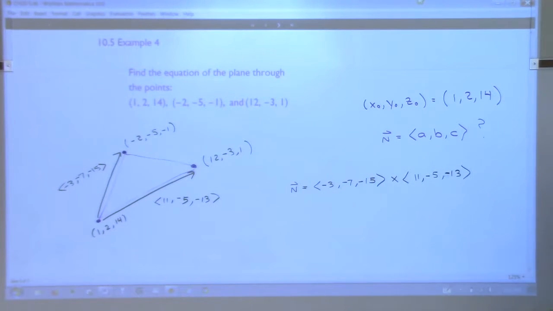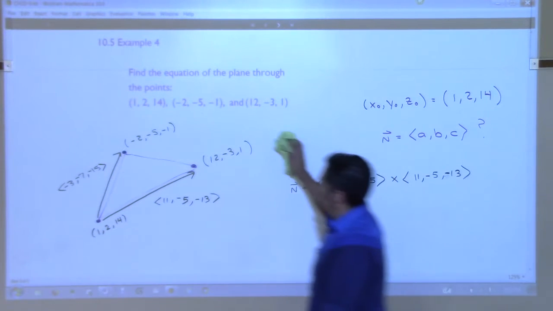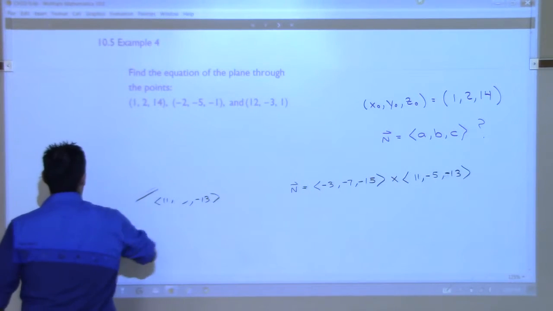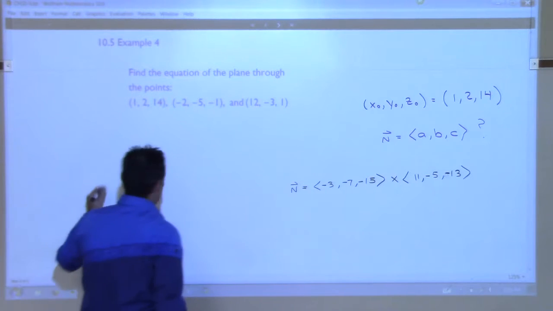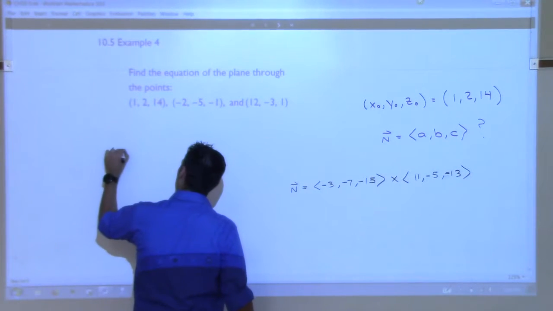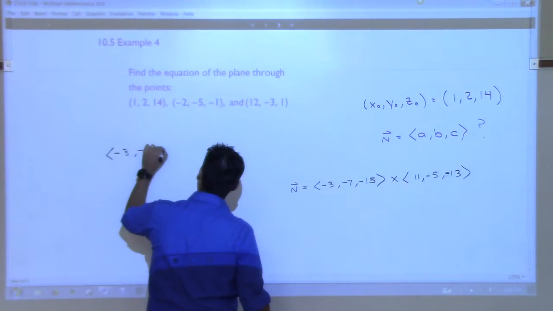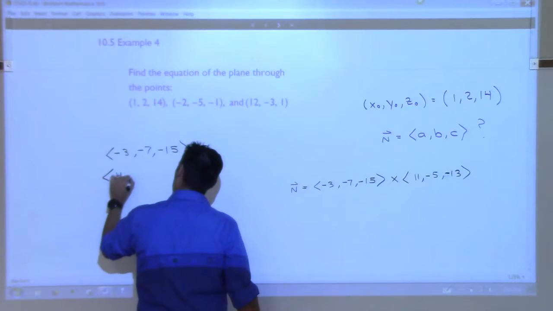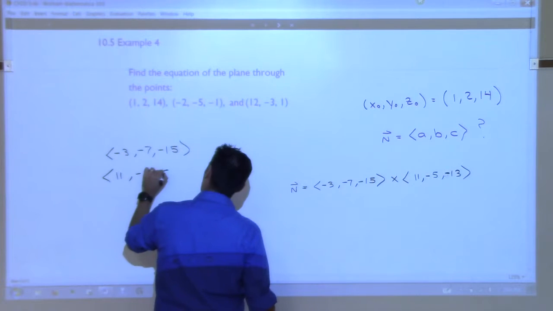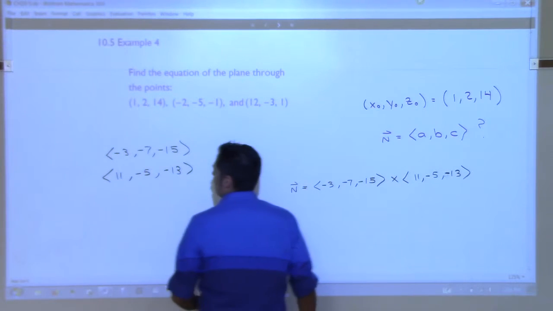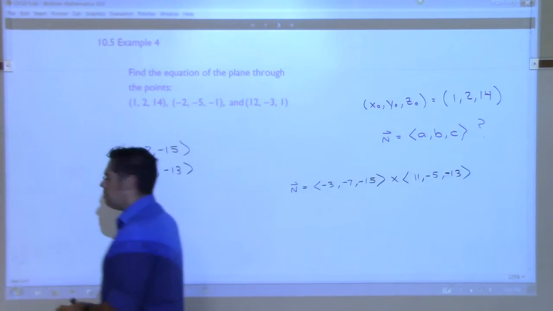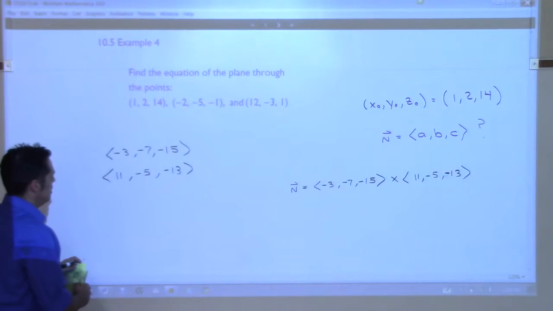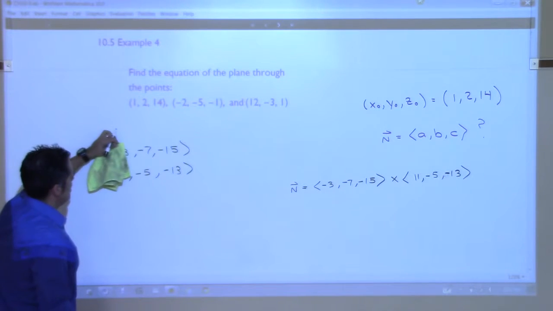Do we remember how to cross product? Yeah, I rewrite them on top of one another and then cover things up and do little determinants and remember that the middle sign changes and all that fun stuff. Okay, 11, -5, -13. All right, here we go. Go ahead and play on your own. Maybe you can help me. I don't have a calculator.